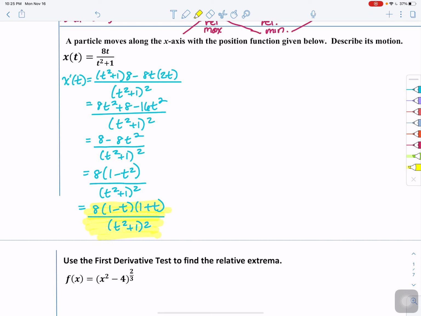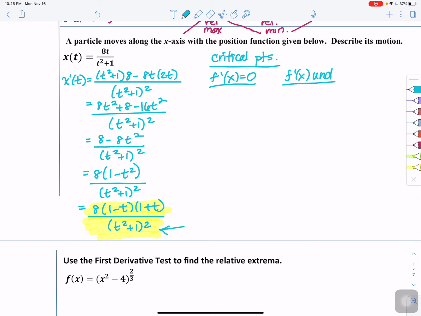Now remember, our critical points are where the first derivative is equal to 0 and where the first derivative is undefined. Let's look at undefined. Can that denominator ever be equal to 0? Think about that. The only way this denominator can be equal to 0 is if t squared equaled negative 1. Can something squared ever equal negative 1? No. That denominator will never equal 0. So I'm just going to put that this cannot equal 0. So we don't have any place where the derivative is undefined.